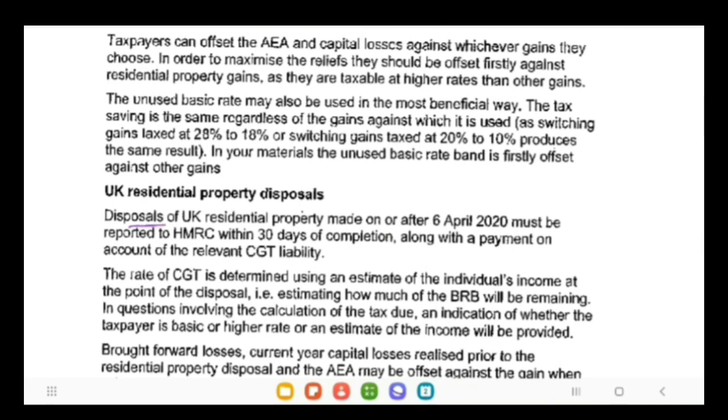This is the rule. Disposal of UK residential property made on or after 6 April 2020 must be reported to HMRC within 30 days of completion, along with a payment on account of the relevant CGT liability. So that liability we have deducted in order to calculate the tax payable.